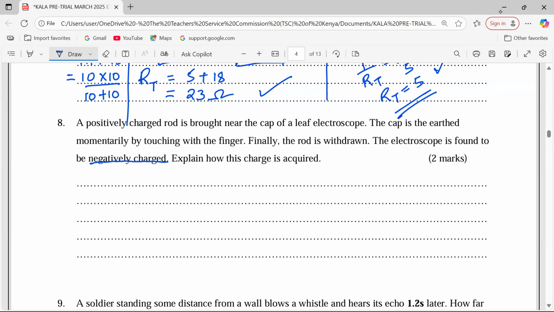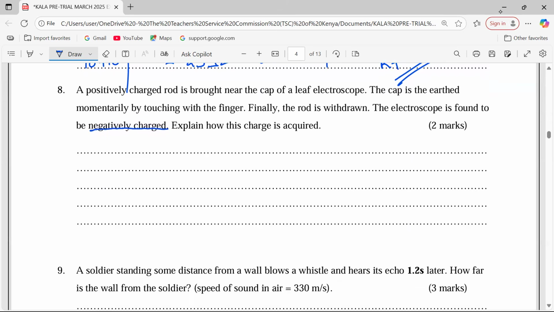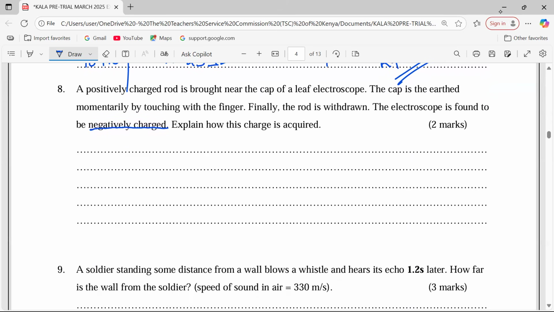In simpler terms, we are explaining how to charge an electroscope using the induction method, not the contact method. I will start by doing it on a diagram of the cap here. Then we have the leaf at that point. You have the leaf there.